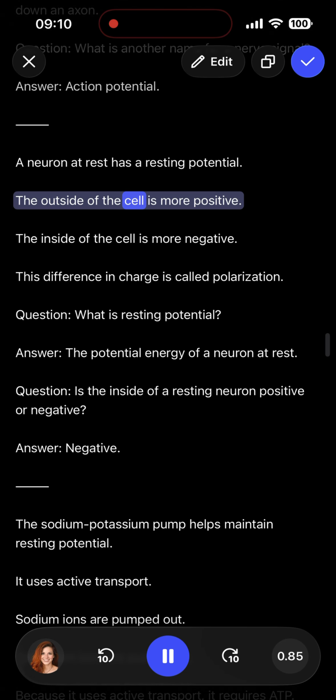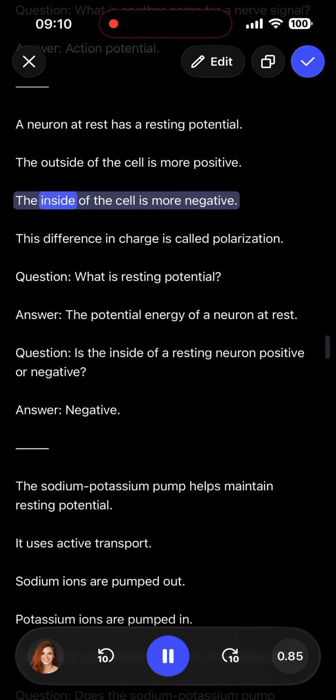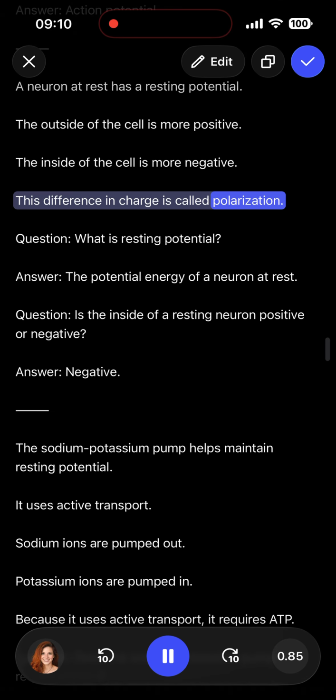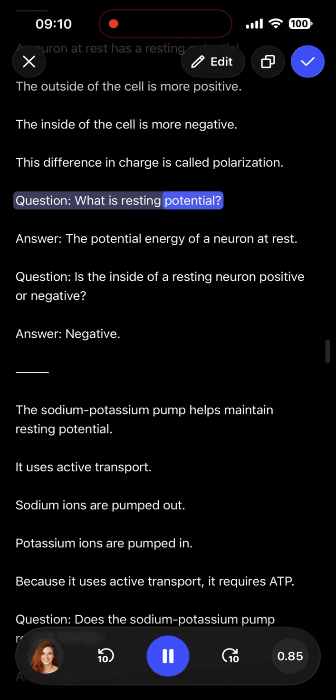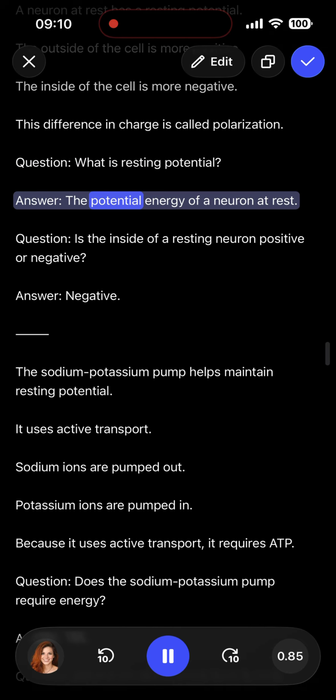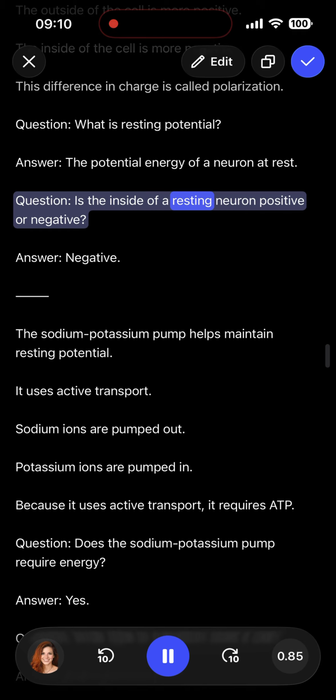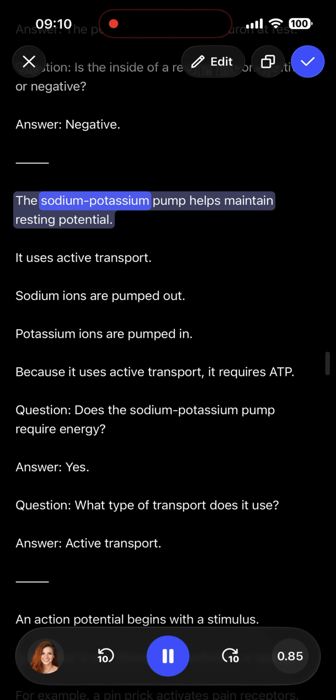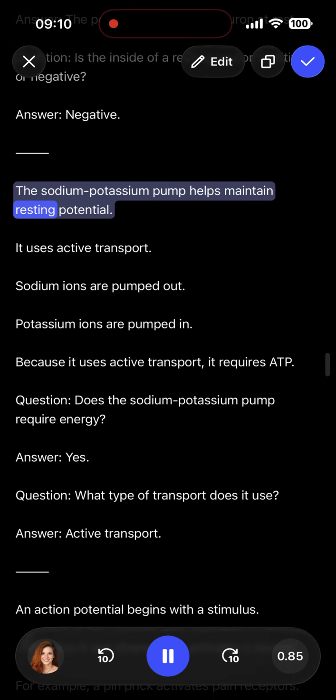A neuron at rest has a resting potential. The outside of the cell is more positive. The inside of the cell is more negative. This difference in charge is called polarization. Question. What is resting potential? Answer. The potential energy of a neuron at rest. Question. Is the inside of a resting neuron positive or negative? Answer. Negative.